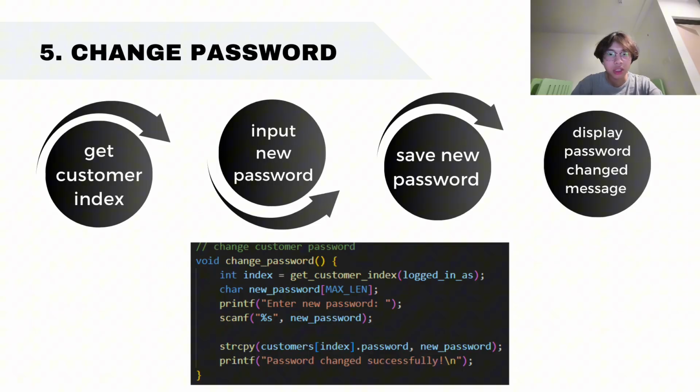The change password function in our hotel management system follows a clear and straightforward process. First, the program verifies the user's role to ensure that only registered users, not guests, can change their passwords. It then retrieves the customer index using the getCustomerIndex function, which identifies the user based on their login credentials. If the index is invalid, the function exits.